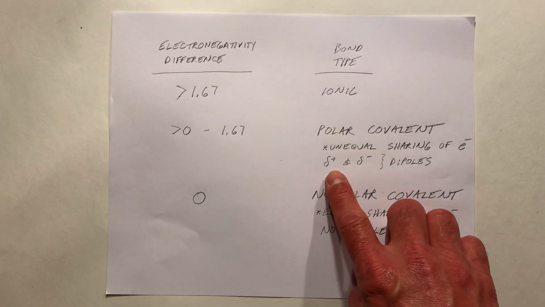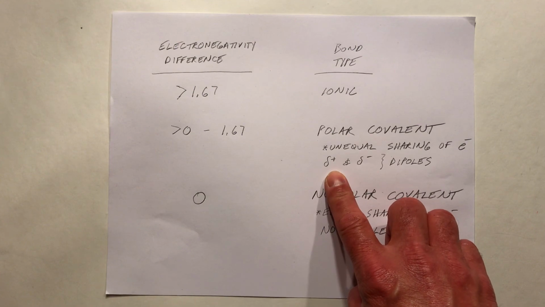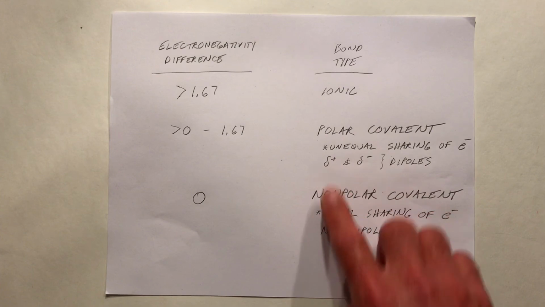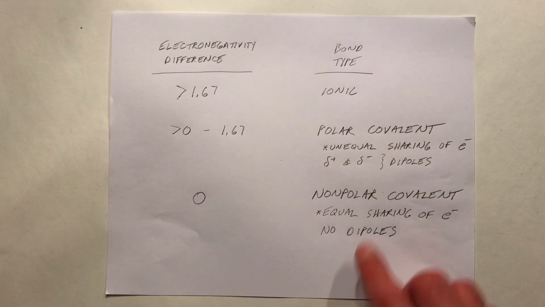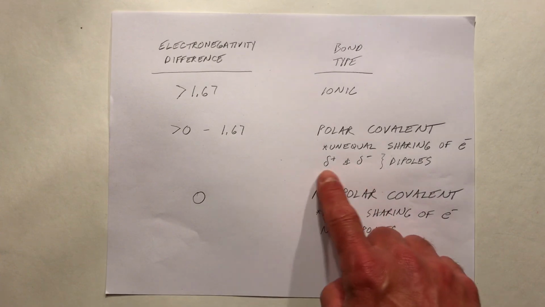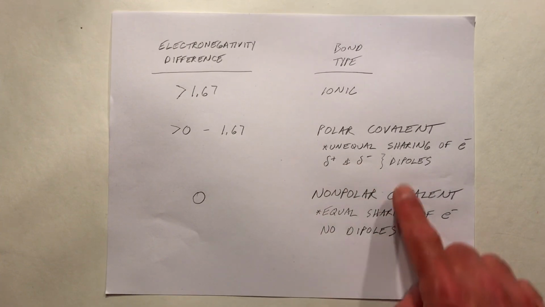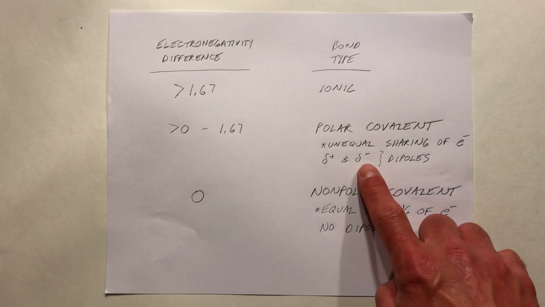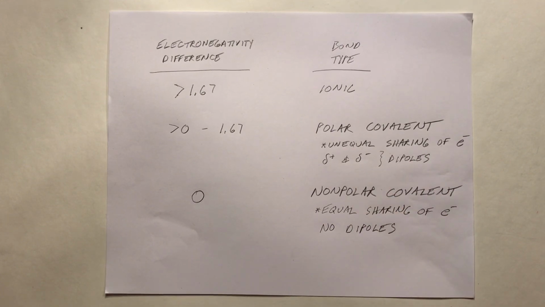And to signify that one end of the bond is slightly positive, we put a delta plus there. And to signify that the other end of the bond is slightly negative, we put a delta minus there. These are called dipoles. They always come in pairs. So one end of the bond in a polar covalent bond will always be delta plus, a little bit positive, and the other end will always be delta minus, a little bit negative.